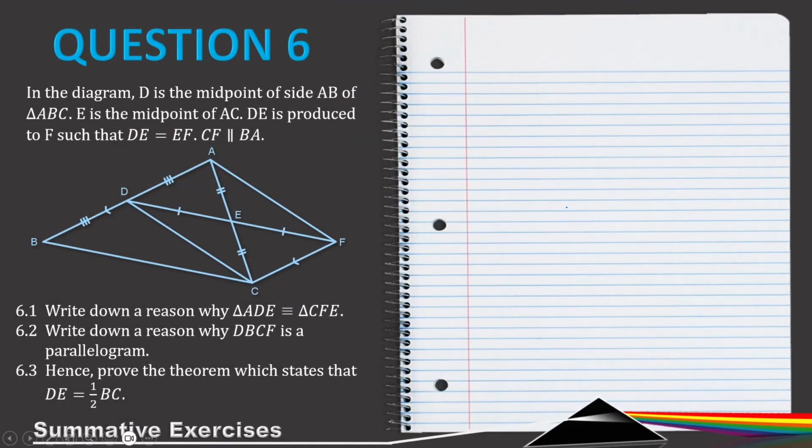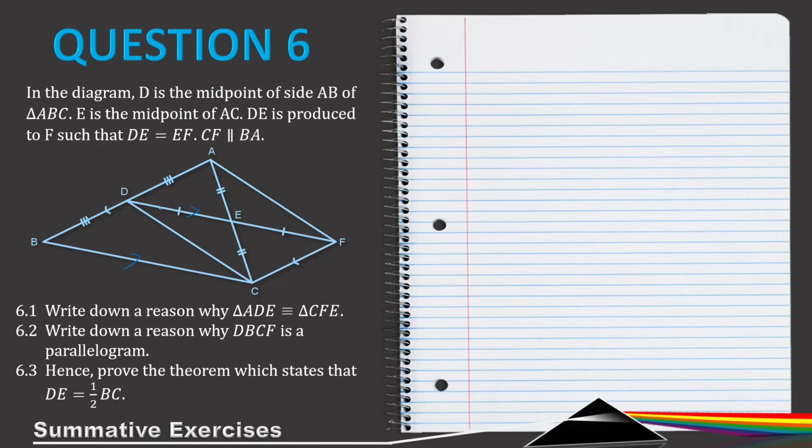So question 6, in the diagram, D is the midpoint of side AB, already indicated there. And then a triangle ABC, that's the big one. E is the midpoint of AC. Okay, now if we stop there, first of all, we've got this triangle. We are given that these two points are the midpoints of the two sides, respectively. So immediately think midpoint theorem, okay? And that tells you that DE will be parallel to BC and also half the length. Okay, so DE is produced to F such that DE is equal to EF, already indicated. And then we also know that CF is parallel to BA.